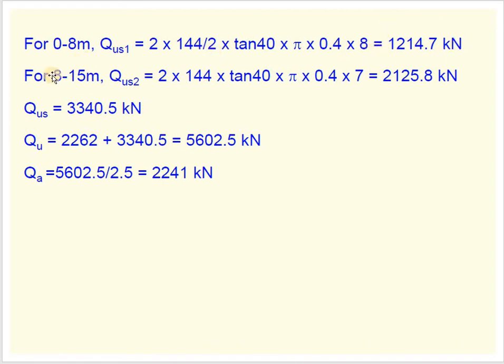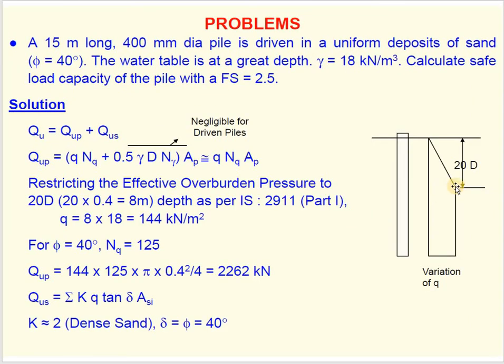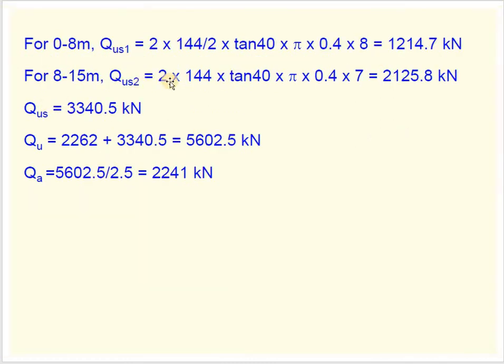Then while finding the frictional resistance for 8 to 15 meter, you have to find it as 2 into 144 into tan delta into pi into 0.4 into 7, where 7 is the remaining depth. And here you can see that the overburden taken is 144 because it is a constant value from 8 meter. So from 8 to 15 meter it is 144 only.